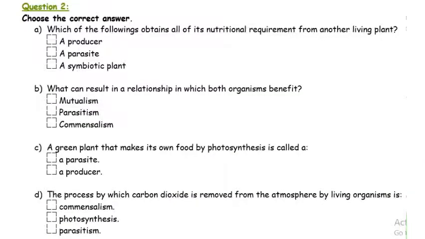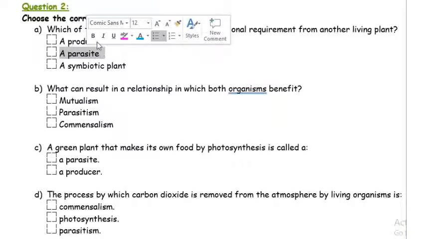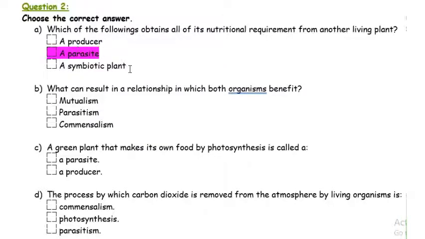In question number 2, we have to choose the correct answer. That is one correct answer. A. Which of the following obtains or takes all of its nutritional requirement from another living plant? It is taking all of its needs from another plant without giving back anything. Is it a producer? Do producers take things from other living plants? Is it a parasite or a symbiotic plant? What do you think? A parasite steals some or all of its needs from another living thing. A parasite is also a symbiotic organism, right? So both answers are correct. A symbiotic plant, like the mistletoe for example, can steal all of its nutritional needs from another living plant. A parasite does this too.